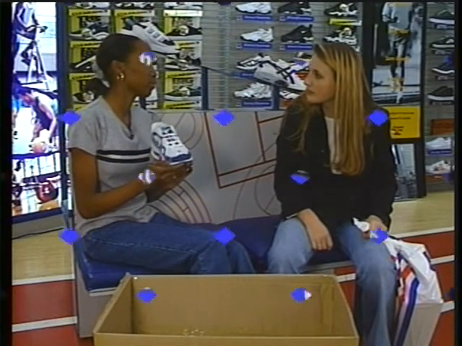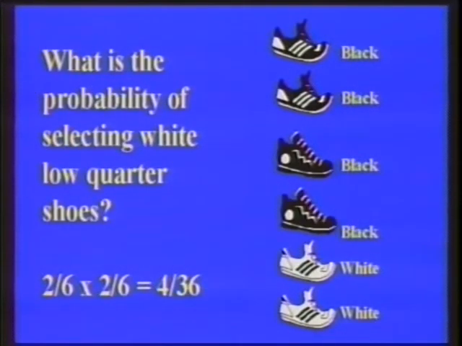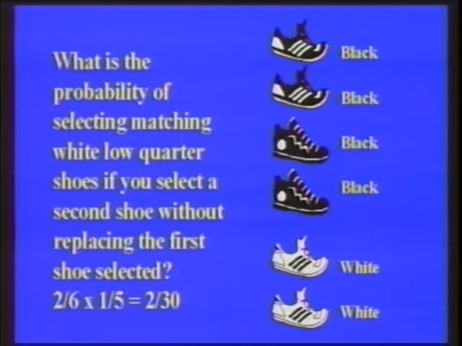Good question. As we observe the young people pulling the tennis shoes from the box, they're talking about the probability of selecting a white low-quarter tennis shoe. If you'll notice, from the 6 tennis shoes they have in the box, they have only 2 white shoes, the rest are black. Therefore, the probability of pulling a low-quarter white tennis shoe from the box is 4 out of 36. What is the probability of selecting matching low-quarter shoes if you select a second shoe, without replacing the first shoe selected?